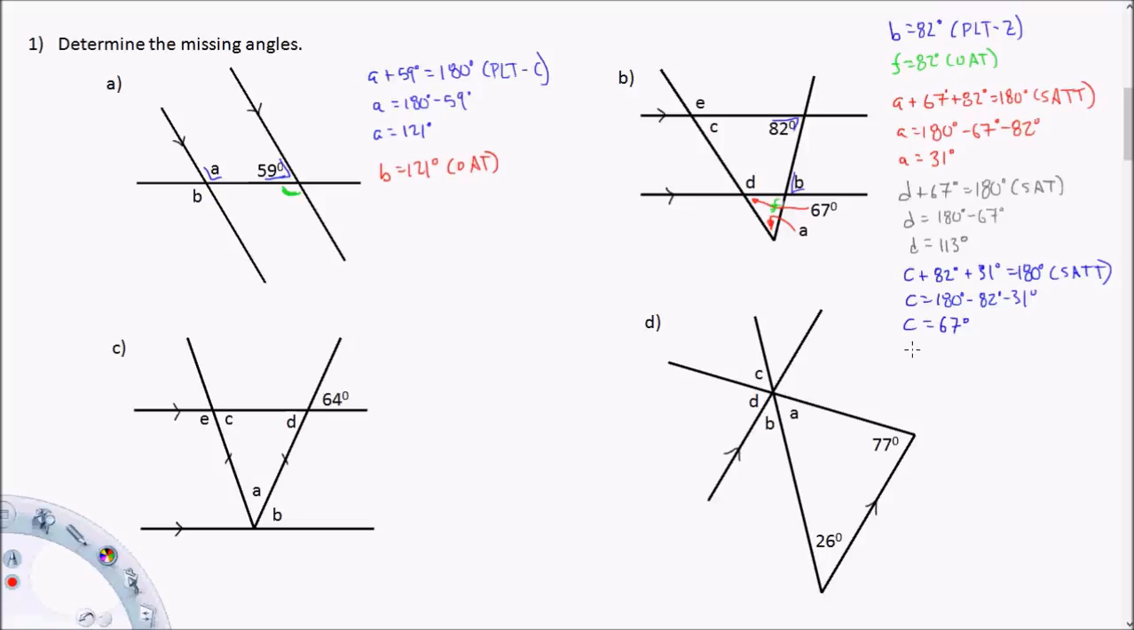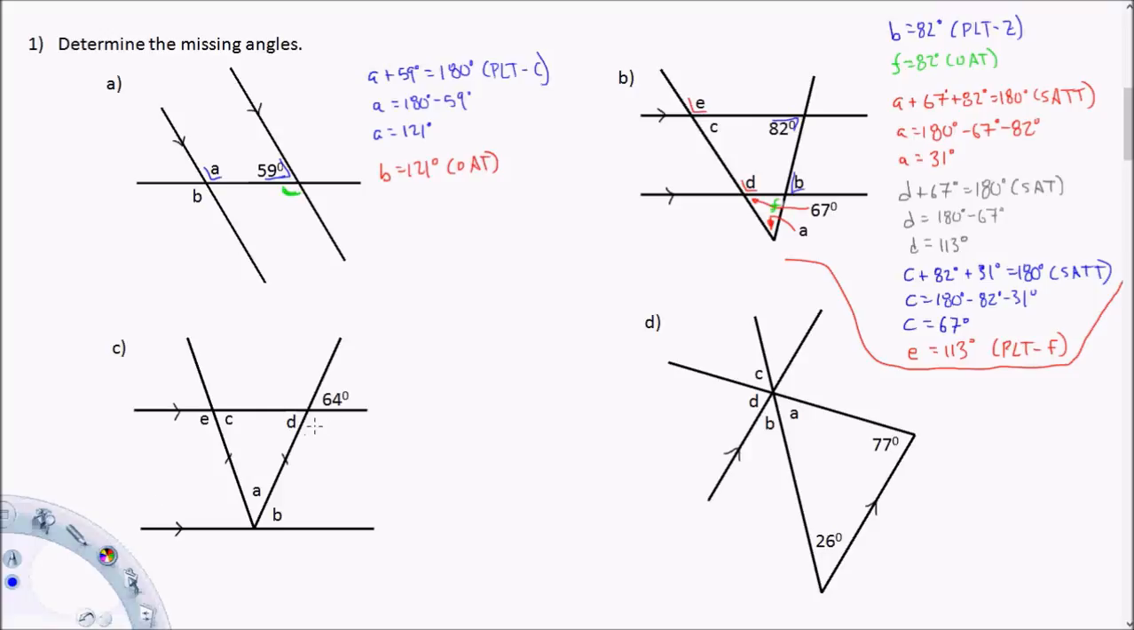And finally, we can find E by seeing that E is equal to D, which is 113 degrees, because of the parallel line theorem F pattern. So right in here, we have a backwards, upside down F. All right. Now I'm going to circle this or divide it so we don't get confused between it and question D when we do it. Let's now move on to C though.